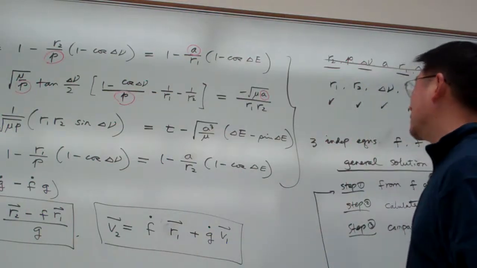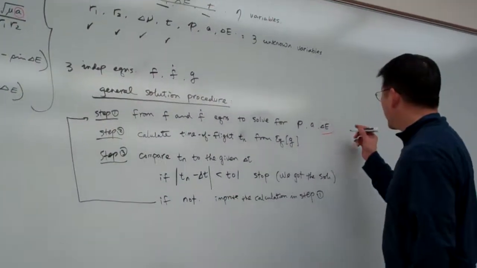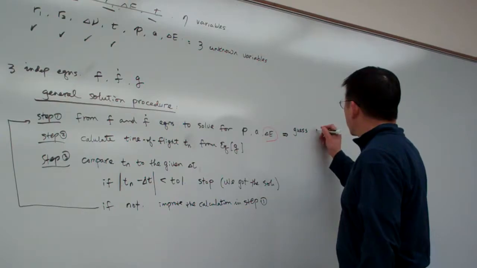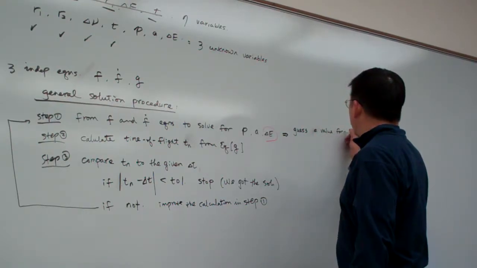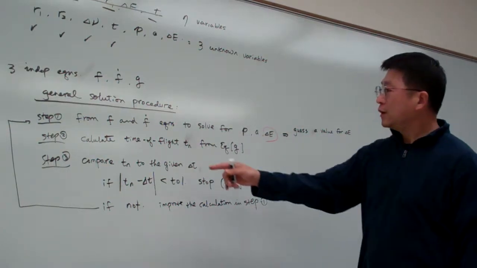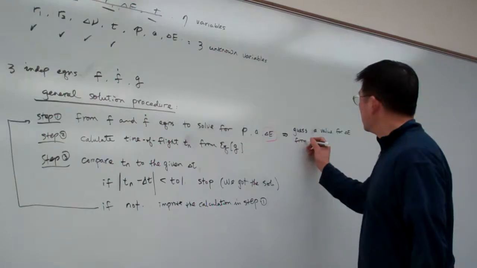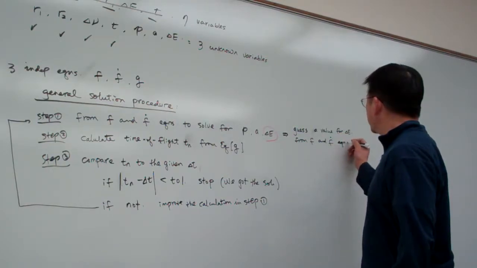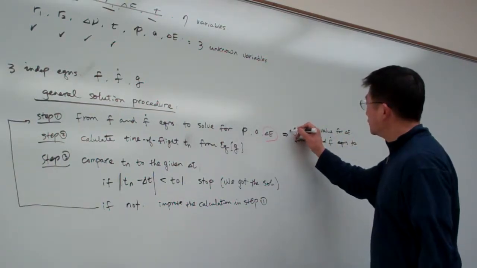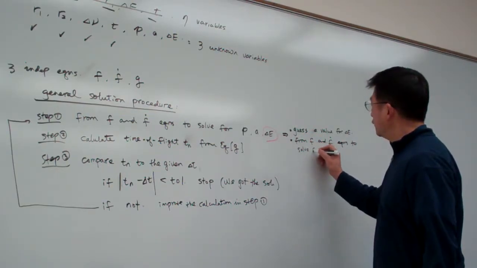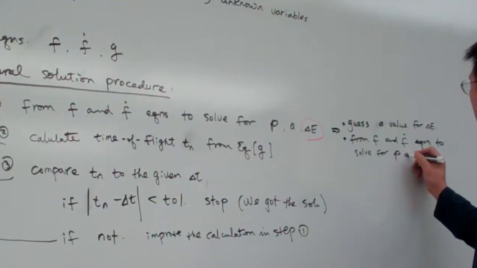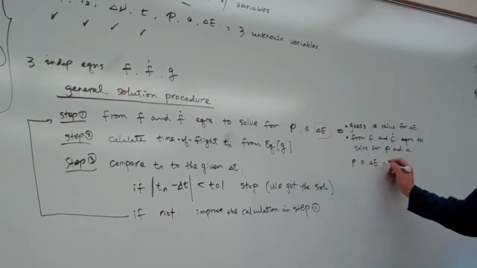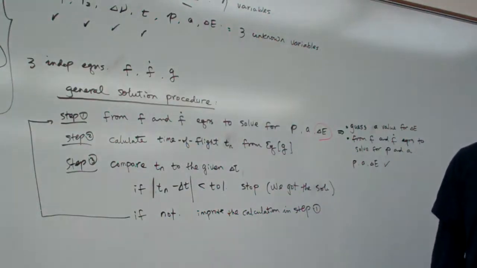Okay, since this is a good strategy, here I would say in step 1, we guess a value for delta E, then from the F and F dot equations solve for P and A. So at this end, we have P, A, delta E values available. Then we can go to step 2 to determine the time of flight.